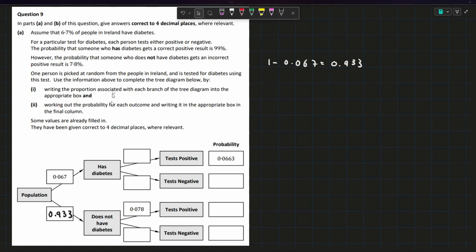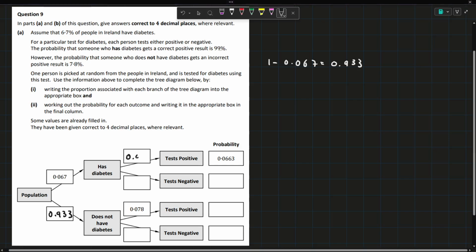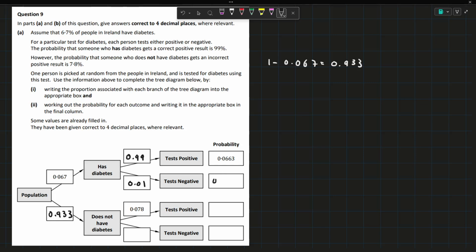So if they have diabetes, the probability that they have the correct result is 99%. So you have diabetes, and then the probability that they test positive is 0.99, which means that this one down here is going to be 0.01. Because if there's a 99% chance that they test positive, that means there's a 1% chance that they test negative. And we can actually check this. If we take this number here, and we multiply it by this number here, we should get this number here, which you can verify is true. And then when we multiply this number by this number, and we round it to 4 decimal places, we'll get 0.0007 as our answer.